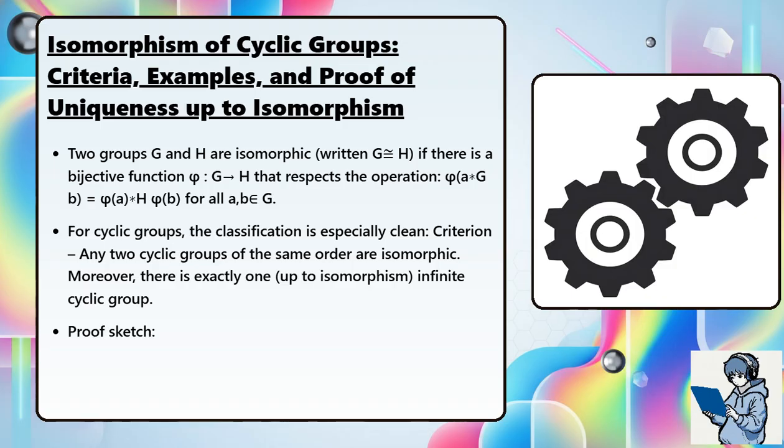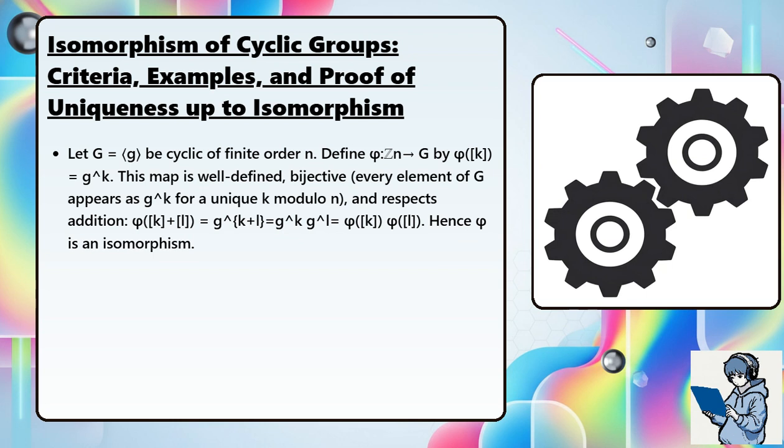Proof sketch. Let G = ⟨g⟩ be cyclic of finite order n. Define phi from Zn to G by phi([k]) = g^k. This map is well defined and bijective. Every element of G appears as g^k for a unique k modulo n, and it respects addition: phi([k + l]) = g^(k+l) = g^k times g^l = phi([k]) times phi([l]). Hence phi is an isomorphism.